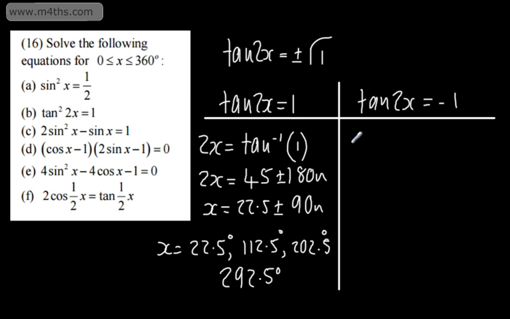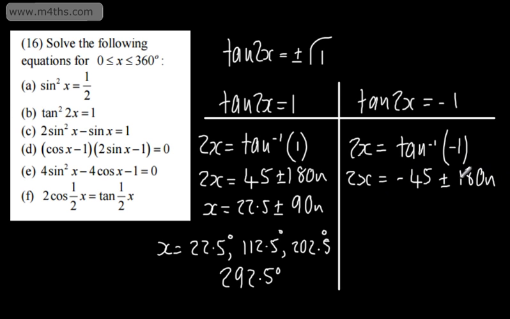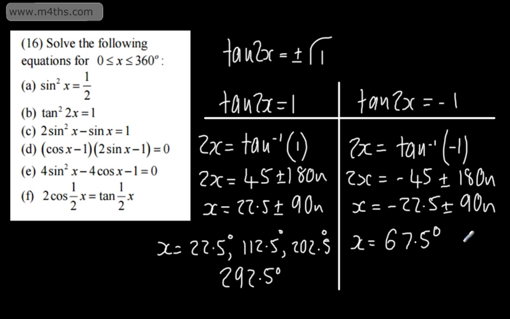What we've got then is 2x is equal to the inverse tan now of negative 1. So 2x is going to give us negative 45 plus or minus multiples of 180 degrees. So x is going to be equal to negative 22.5 plus or minus now the 90. Remember, we're splitting this by 2, as we saw in the previous video. So what's that going to give me? X is going to be equal to 67.5 if I add a multiple now of 90. We're going to get 157.5 if I add a multiple of 90.